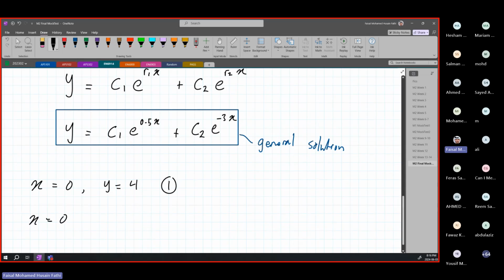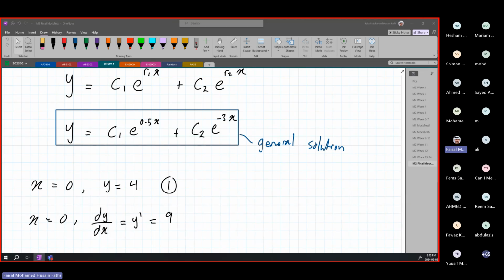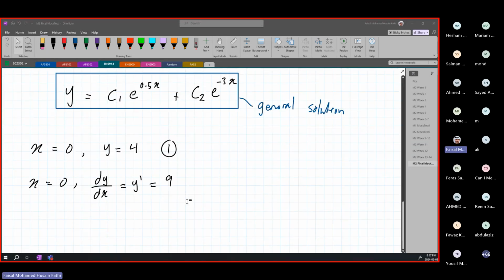And when x is equal to 0, dy by dx, or in other words, y prime, is equal to 9. All right, y prime, this is just the notation. Don't get confused. It's the same thing as dy by dx. All right, so now what do we do? This is our second case. So let me color code these actually. So this is our first case, and this is our second case.